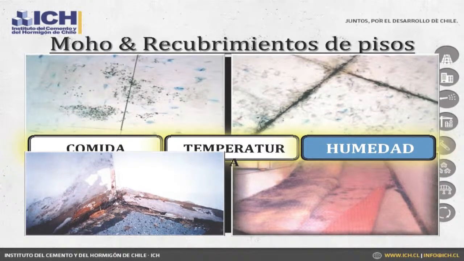The main point of this slide is basically our only shot at controlling mold from growing on our floor coverings or beneath our floor coverings is to eliminate the moisture from the equation. That's it. You can't control the food, you can't control the temperature, you have to get rid of the moisture.